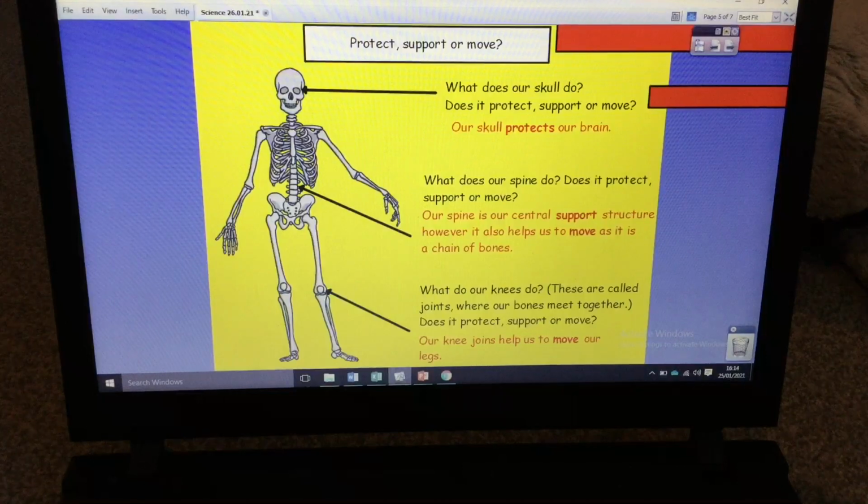Our knee joints help us to move our legs. So our knees help us to bend our legs so that we can do certain things more easily.